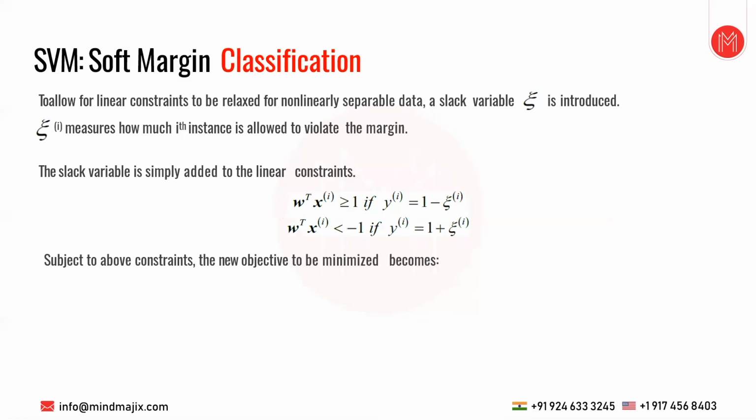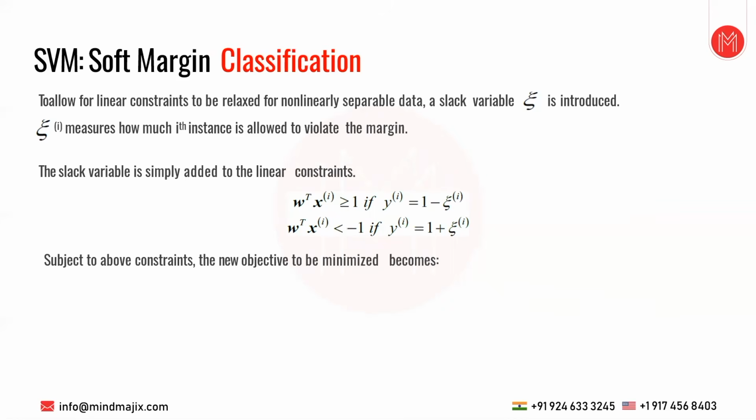After hard margin, let's talk about how soft margin classification works. To allow the linear constraint to be relaxed for non-linearly separable data, we introduce a slack variable, which has its own notation. The slack variable measures how much an input instance is allowed to violate the margin.